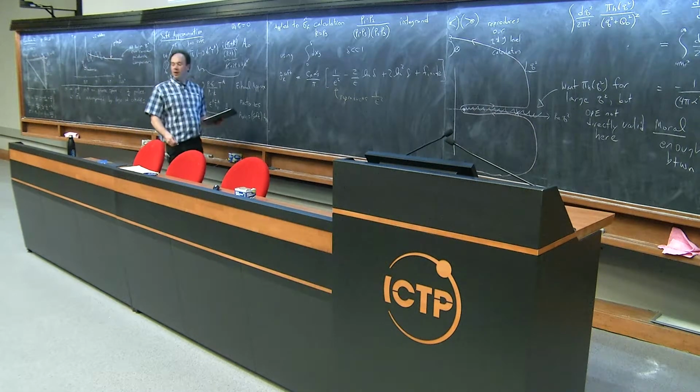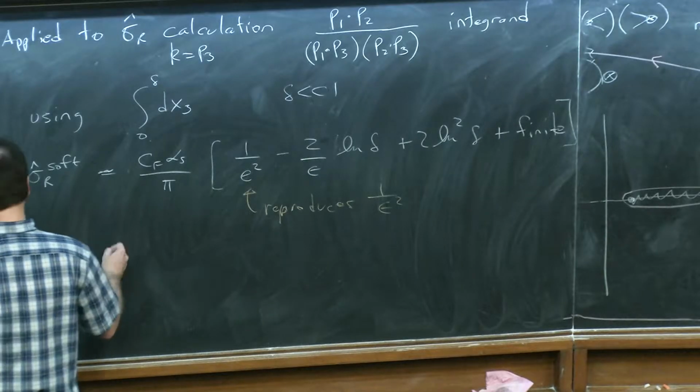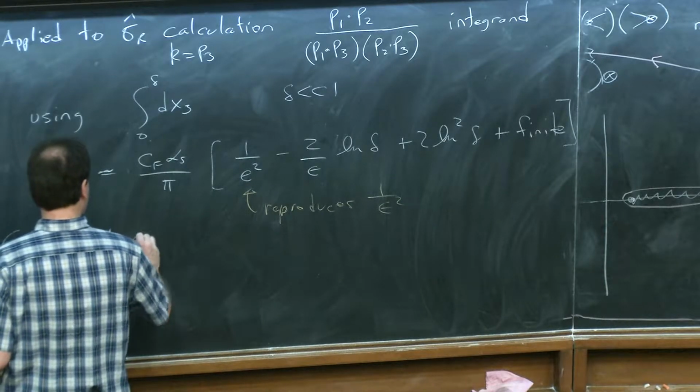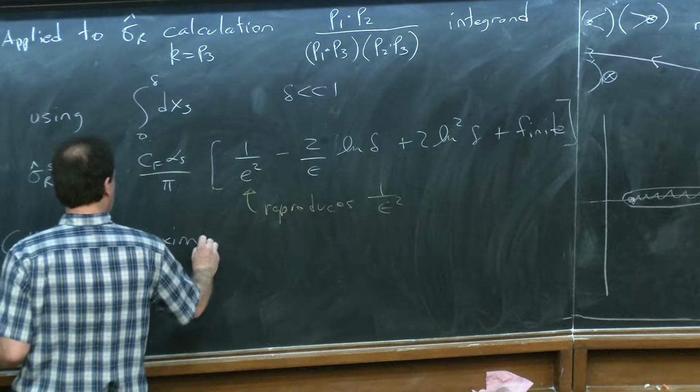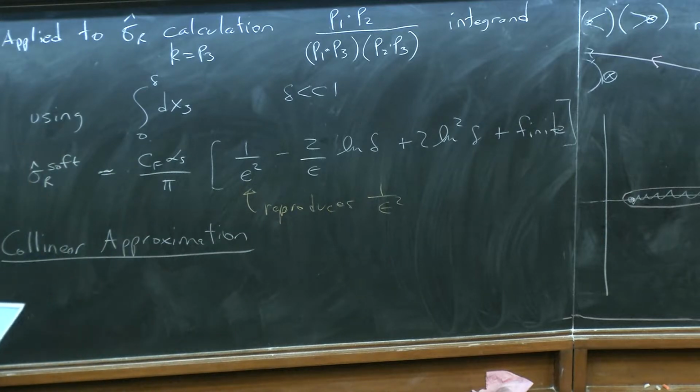Okay, so that's one type of approximation. The other one that we can make is called the Colinear approximation. This one is a little more complicated from the kinematic point of view. So to do this Colinear approximation, we have to do something called a Sudakov decomposition.